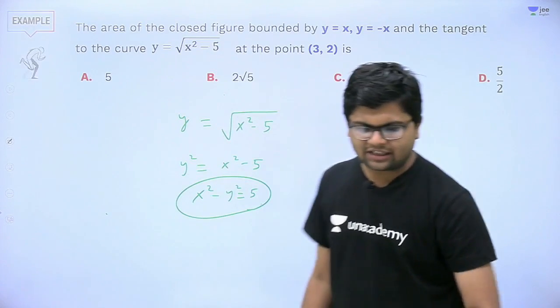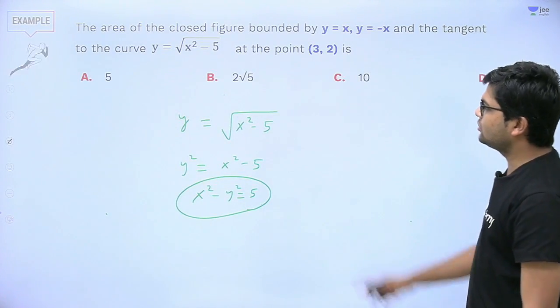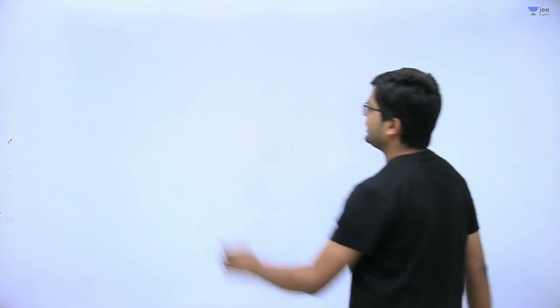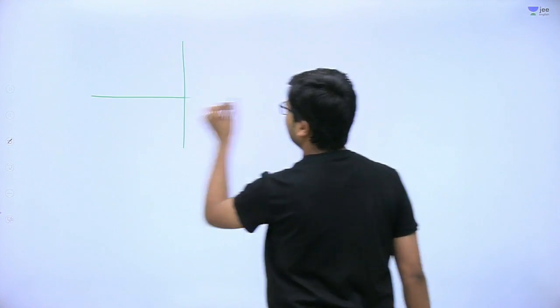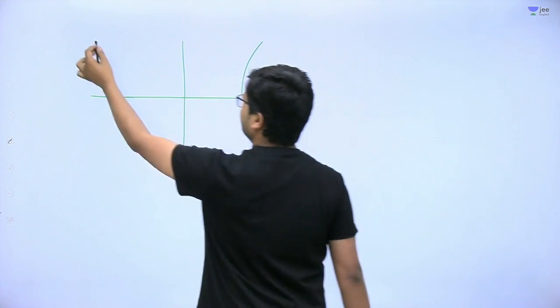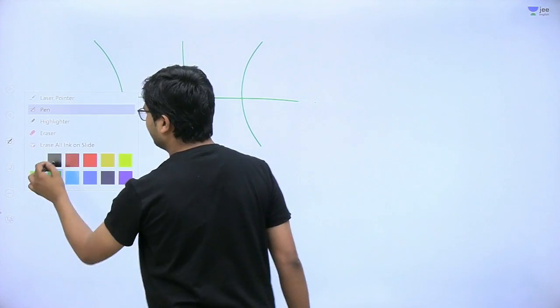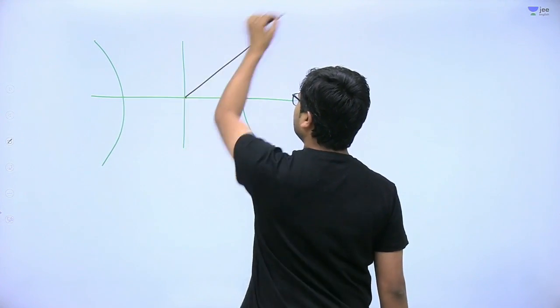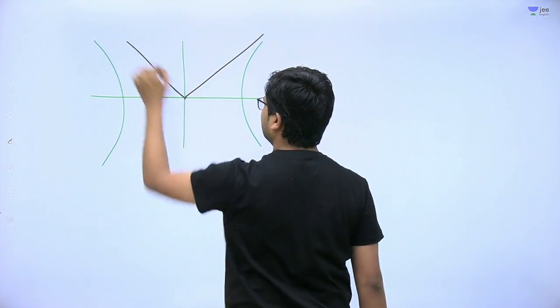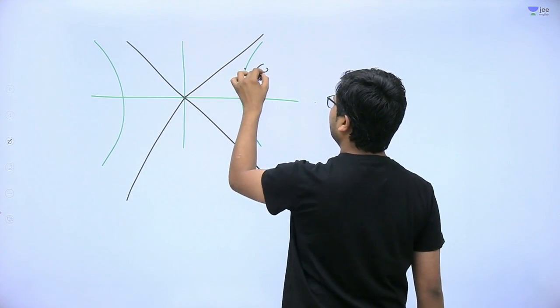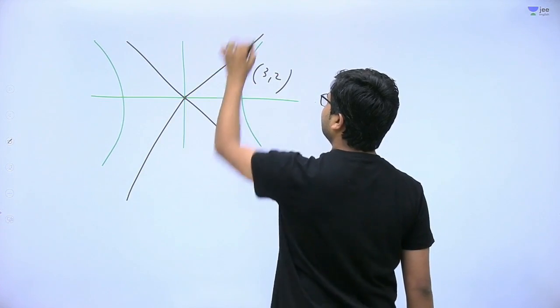Very good. So this is a hyperbola. Now just plot it. x square minus y square equal to 5. This is the hyperbola. And y equal to x and y equal to minus x. So the y equal to x line will be this and the y equal to minus x line will be this. And there is some tangent to this curve at the point (3, 2), and it is that tangent.